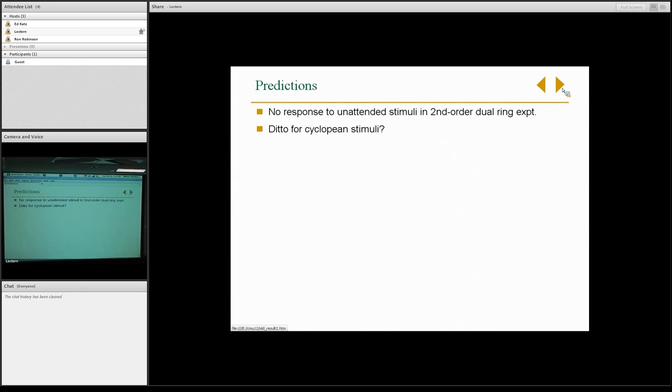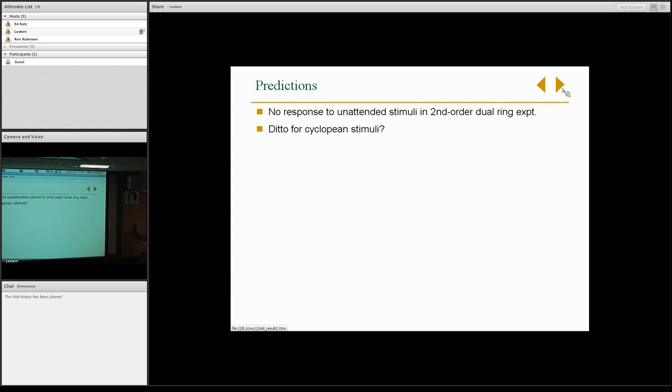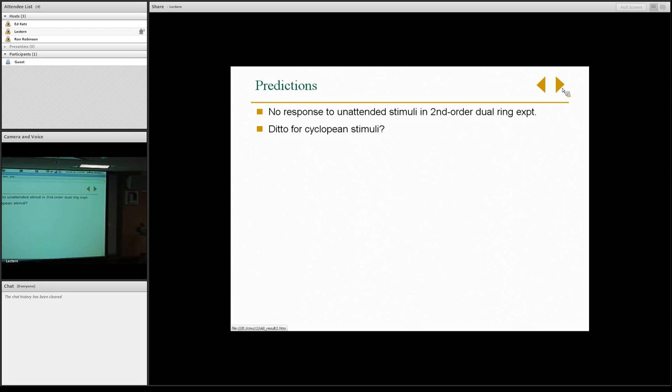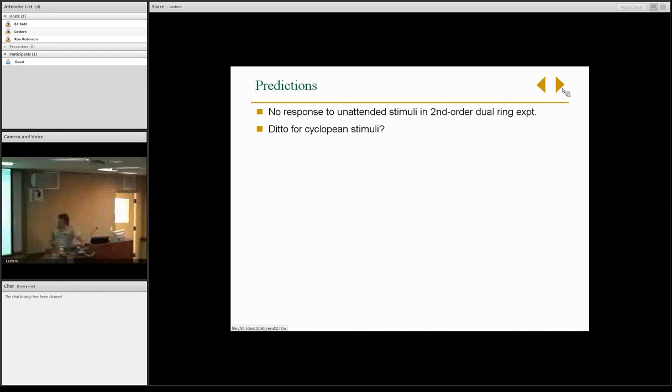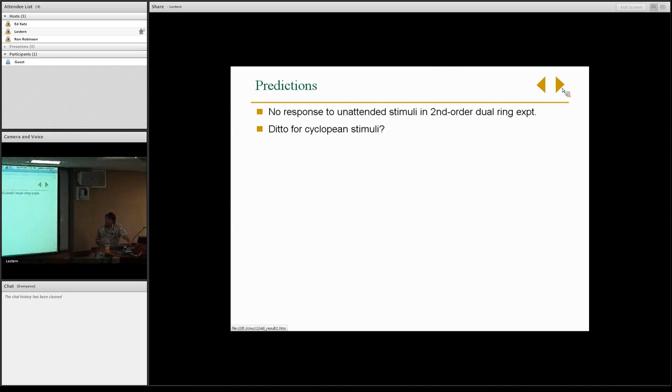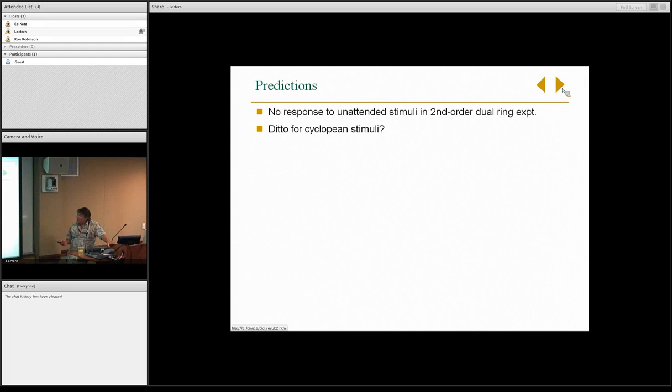On the basis of this, we have a few predictions for experiments that we haven't gotten around to doing yet. But one of these is that we think if we were to do a dual ring experiment, but instead of using bright rings like was shown in the demo, if we make rings of texture, so we make the second order rings, that ought to obliterate the response to the unattended ring, according to our theory. And possibly the same thing for a cyclopean stimulus, that is one which is defined by binocular correlation.